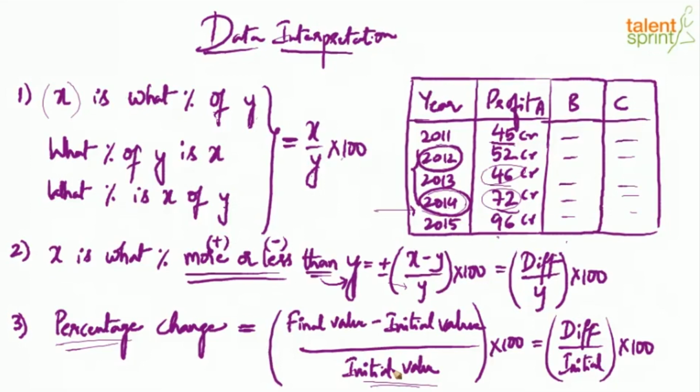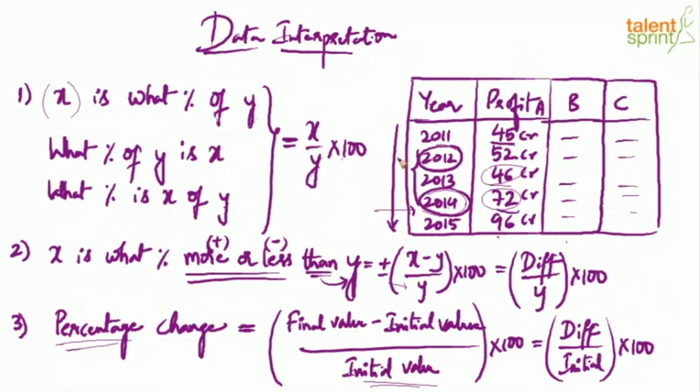Alright? And there is another way in which this can be asked. The same percentage change can be asked. He'll say, find out the percentage change in the profit of the company over the years. He has not specified any particular year there. He says, find out the percentage change in the profit of company A over the years. Now what do you mean by over the years? Over the years is over this time period.